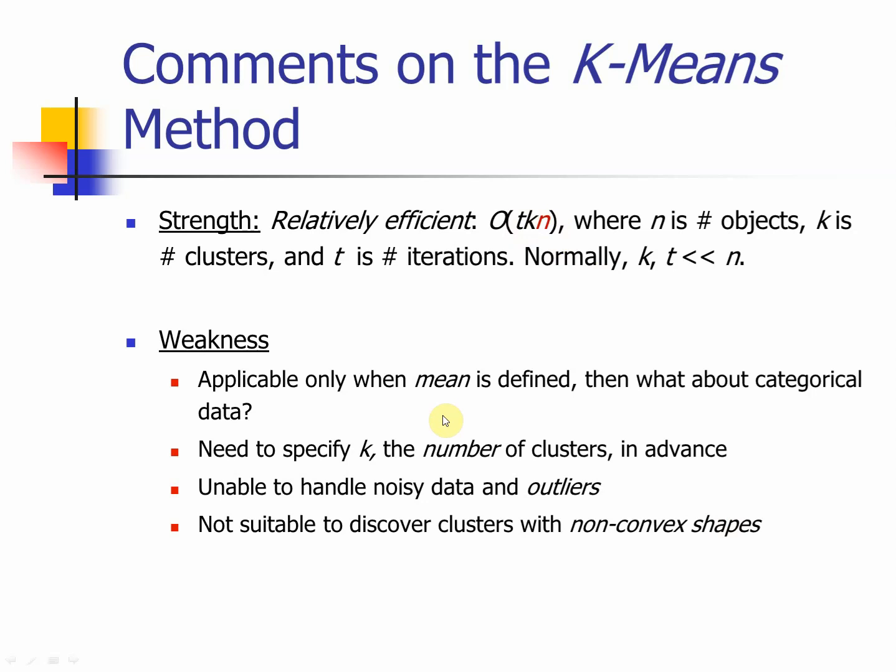It is unable to handle noisy data and outliers. Like the examples we saw, if we have a very large value, all the points will be skewed over there, or the outlier itself will form a one-point cluster, and that is probably not something we are interested in. It is also not suitable to discover clusters with non-convex shapes. Convex shapes indicate something like a circle or a spherical continuous surface that we are interested in.